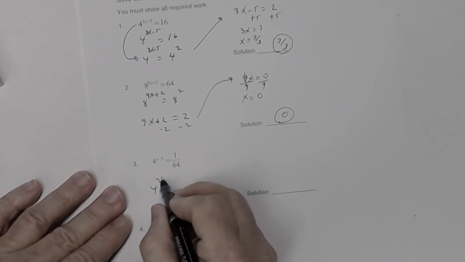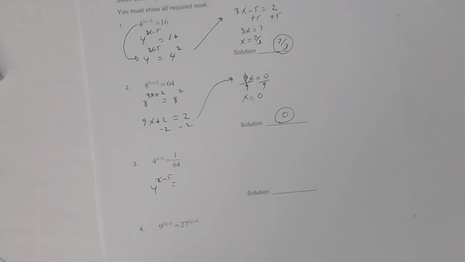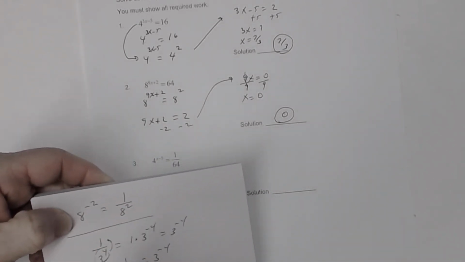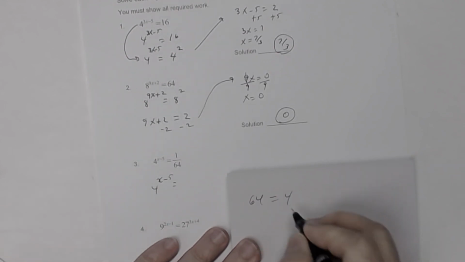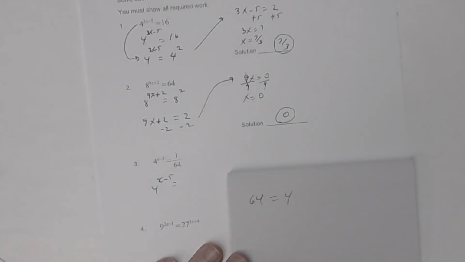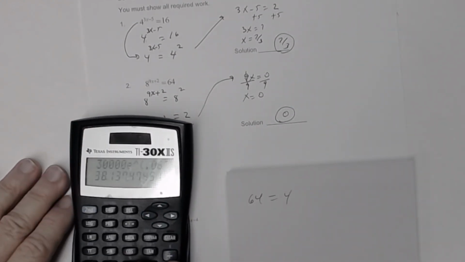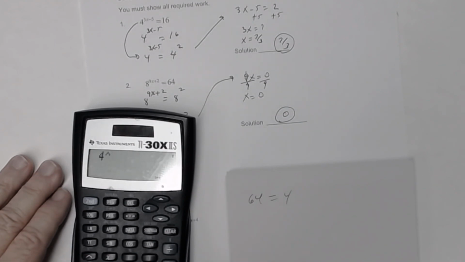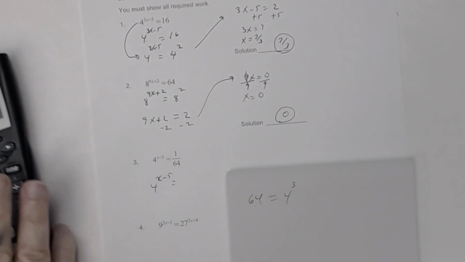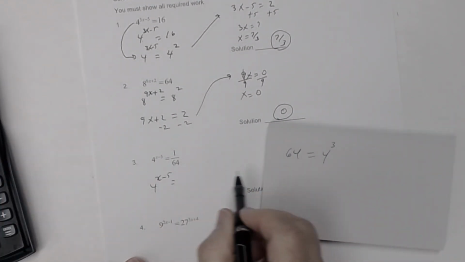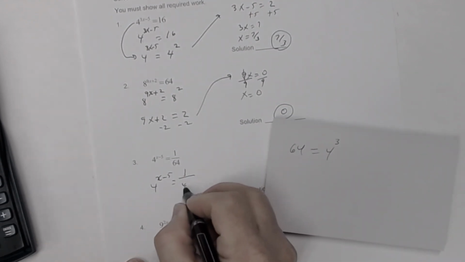Now, knowing that, let's talk about this right here. I have 4 to the x minus 5. Before we start moving anything from the numerator to the denominator or vice versa, let's think about 64. Is there any way you can write 64 as 4 to a power? Because the base here is 4. Well, use your calculator. 4 raised to the second is 16. 4 raised to the third is 64. There we go. So 64 is 4 to the third. So you want to replace that 64 down here with 4 to the third. So it becomes 1 over 4 cubed.